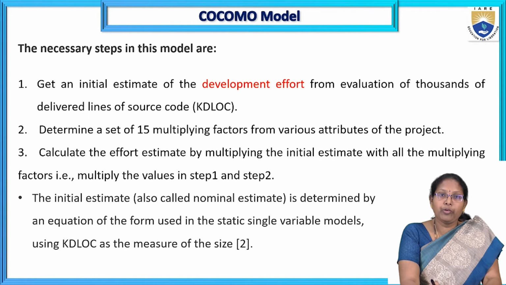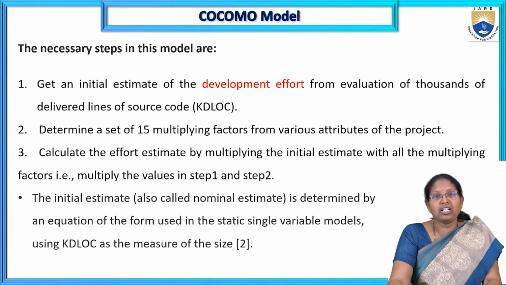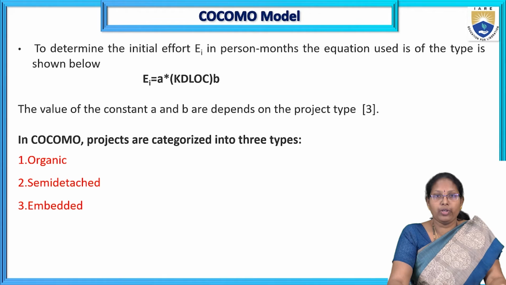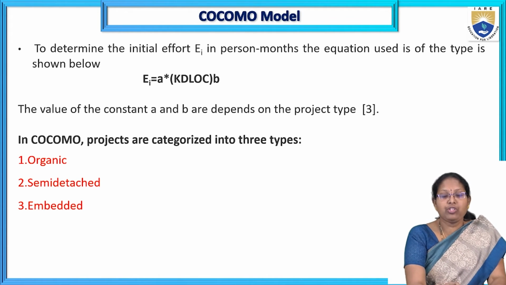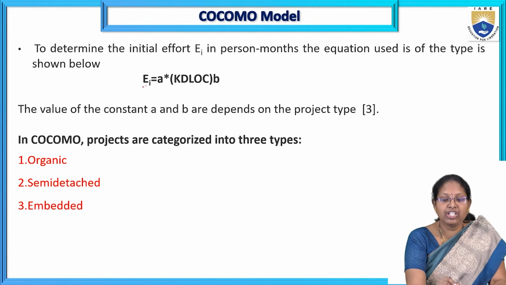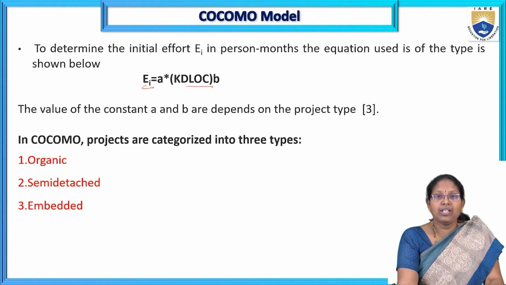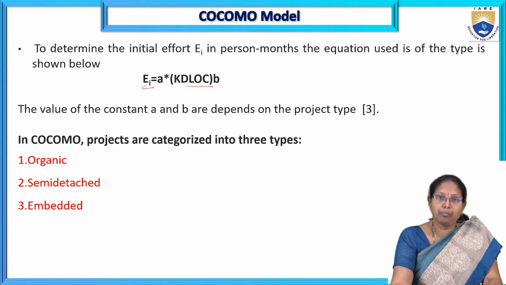Next, the basic method is nominal estimation. That nominal estimation of the cost also uses kilo lines of code, which is the measure of the code. Here, the simple equation to determine the initial effort is: EI, the initial effort, is equal to A times KDLOC raised to B. Here A and B are constant values that depend on the project type.